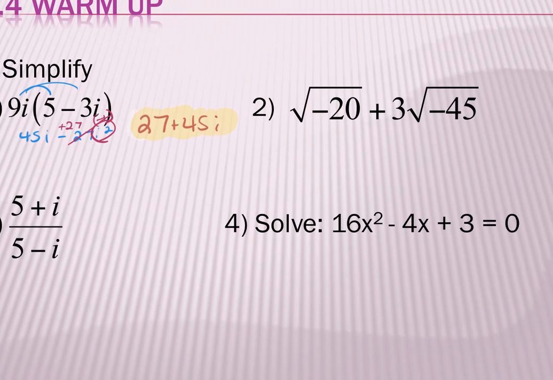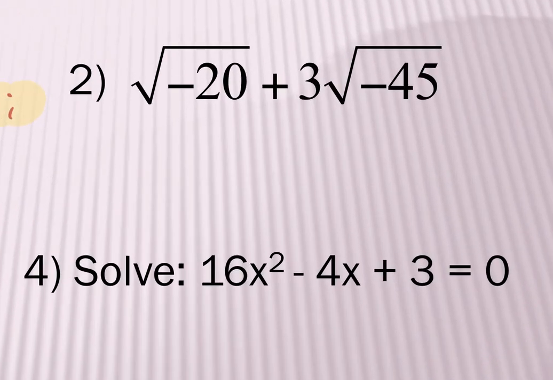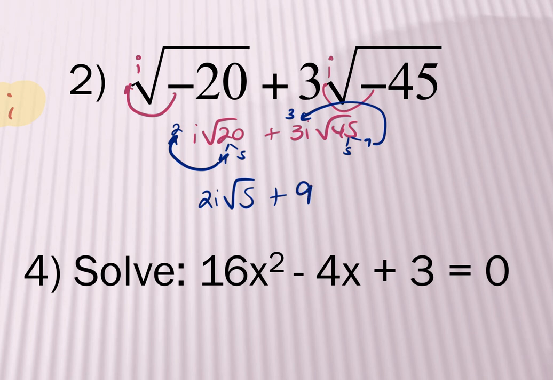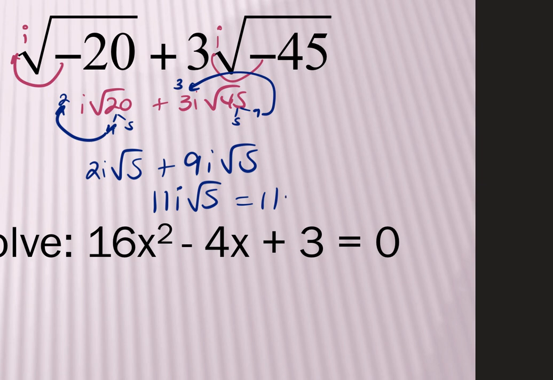All right, number 2, I'm going to take out i first. And I'd get i square root 20 plus 3i square root 45. I'm going to break these down however you choose to break them down. 4 and 5 gets square rooted as 2, so 2i square root 5 plus 45 is 5 and 9 gets square rooted as 3. 3 times 3 is 9i square root 5. And then they both have i and they both have root 5, so I can combine these to 11i square root 5. You can also write this as 11 square root 5 i.